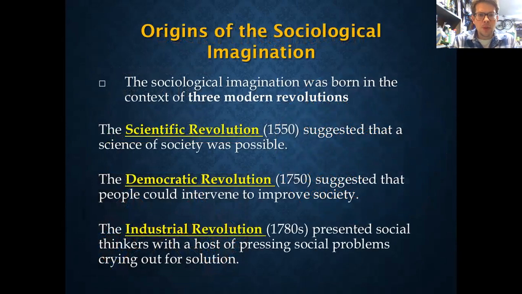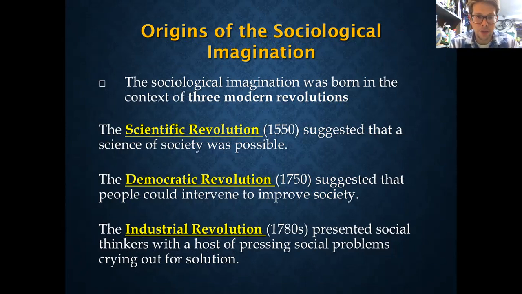Okay, so now let's talk about some of the origins. So how did sociology come about? It is a relatively new idea to study these kinds of things. I mean, it didn't come about in your life or in my life, but it is still relatively new. The reason that this came about is a kind of perfect storm, a culmination of a couple of different things. Sociological imagination was born in the context of three modern revolutions, and these are all kind of related to each other.